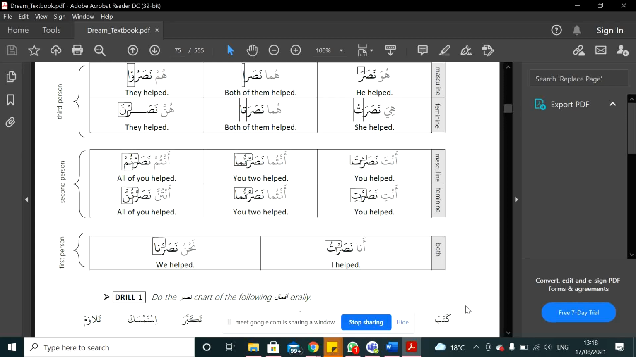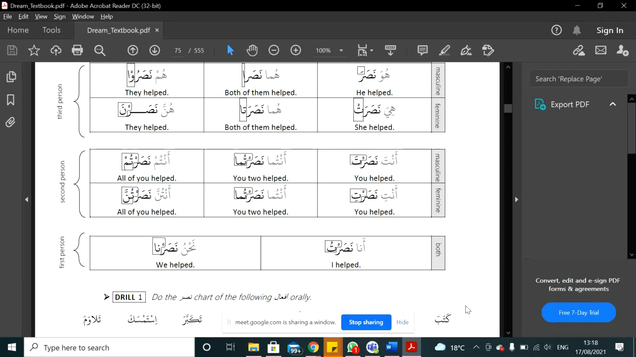Huma sama'ta. No, it's not samata. Meme has a kasra, not fatha. Sorry. Sami'ata. Hunna sami'na. Very good. Anta sami'ta. Antuma sami'tuma. Antum sami'tum. Very good. Anti sami'ti. Antuma sami'tuma. Antunna sami'tunna. Very good. Ana sami'tu. Nahnu sami'na. Very well done.